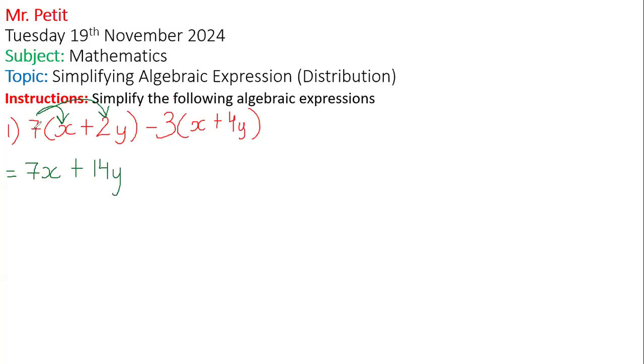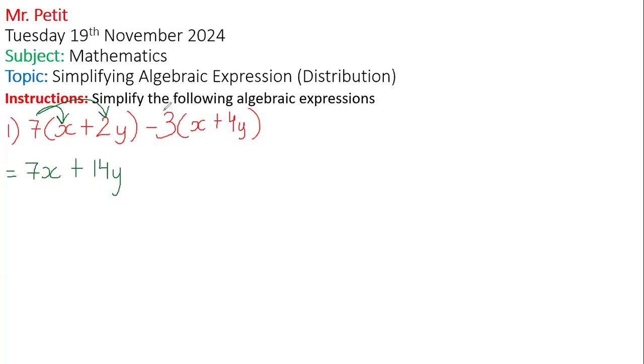So we say 7 times x, which is 7x, and we say 7 times 2y, which is 14y. Does that make sense? Yes, sir. Say it again, please. So we say 7 times x, which is 7x, and we say 7 times 2y, which is 14y. All right? That makes sense? Yes, sir.